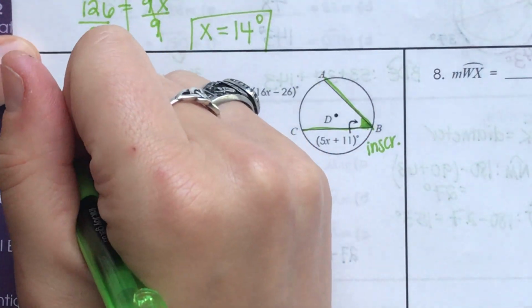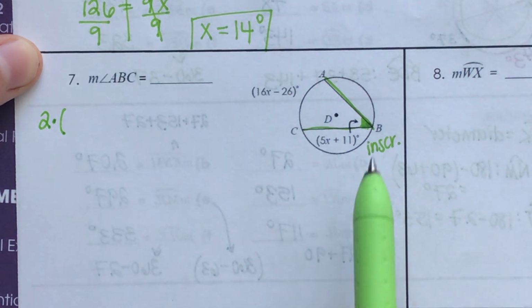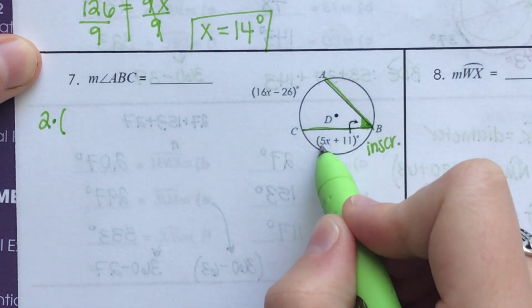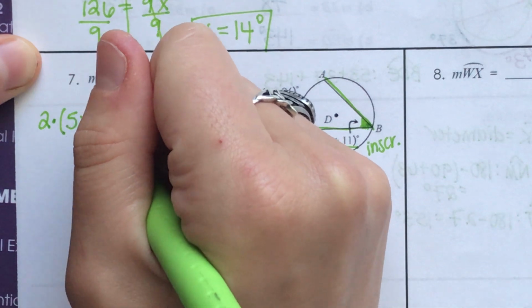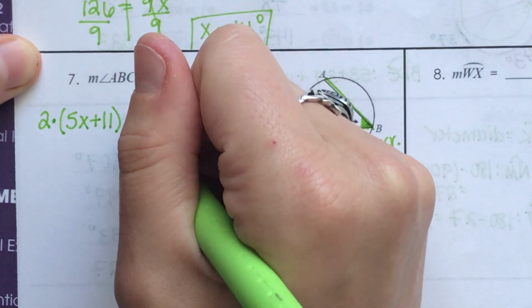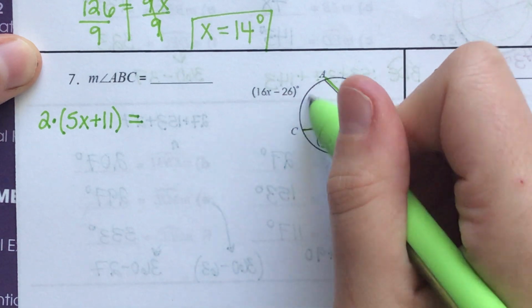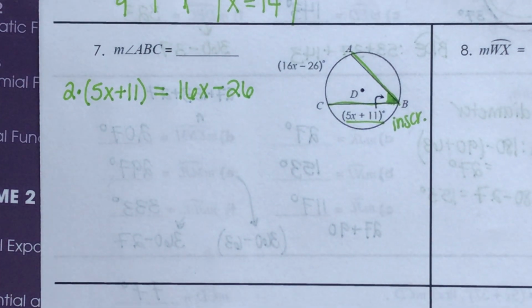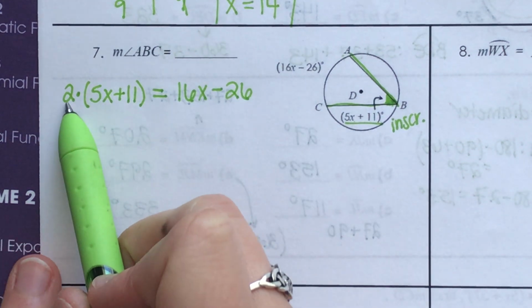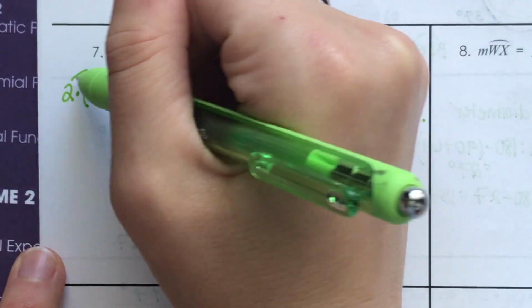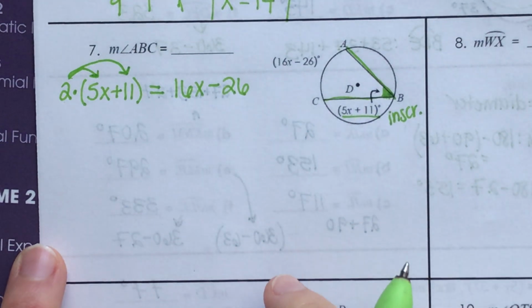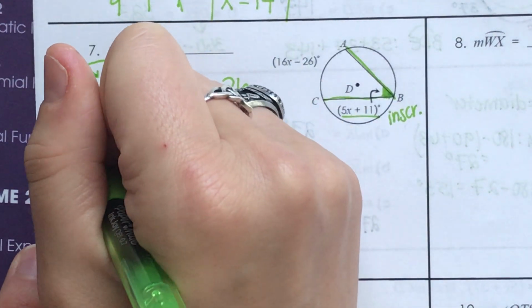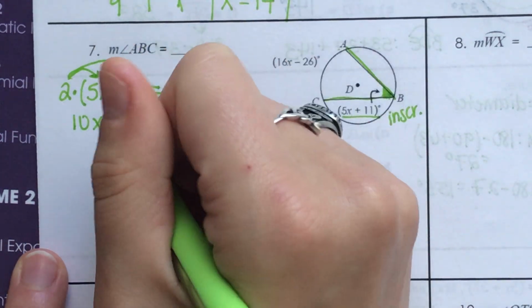So 2 times my angle, 5x plus 11, equals my arc measure, 16x minus 26. And now it is an algebra problem that I have to solve for. Okay. Now if you've got a 2 and you've got parentheses, I need to take this 2 and distribute it to everything inside the parentheses. So 2 times 5x is 10x. 2 times 11 is 22.